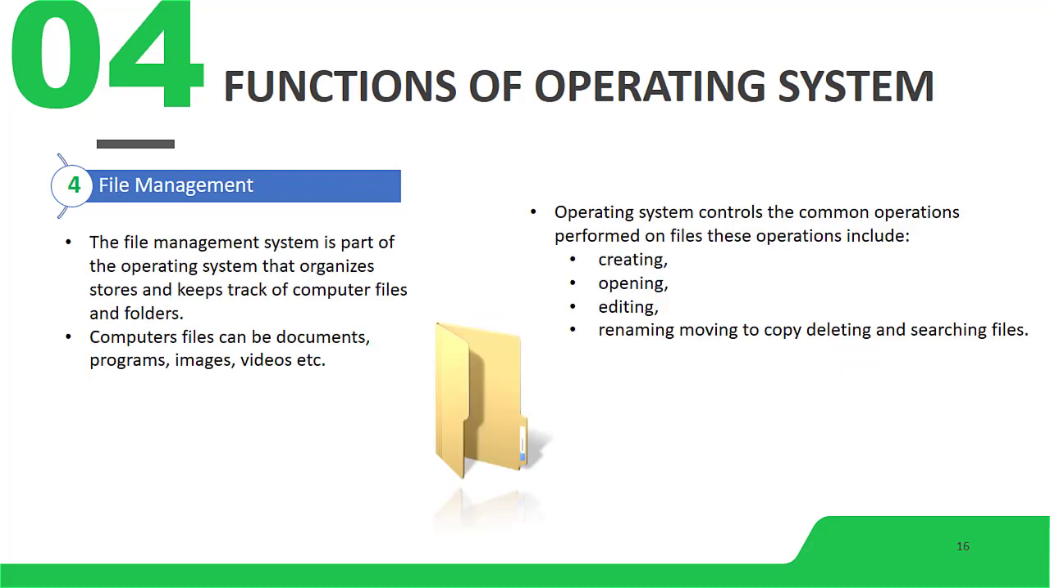The next function is file management. The file management system is the part of the operating system that organizes, stores and keeps track of computer files and folders. Computer files can be documents, programs, images, videos, etc. The operating system controls the common operations performed on files. These operations include creating, opening, editing, renaming, moving, copying, deleting and searching files.